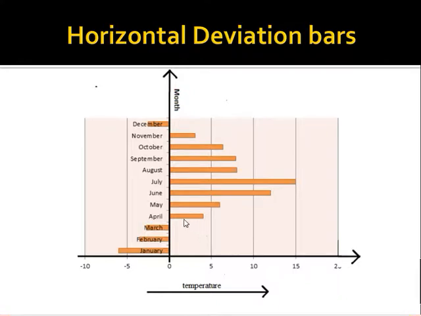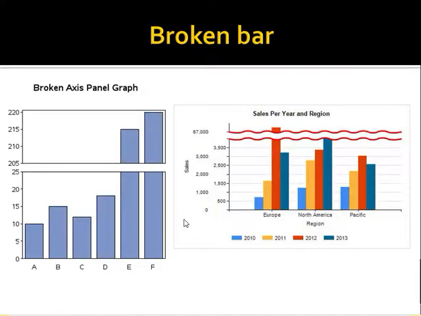The next one is broken bars. So, these are broken bars. In certain series, there will be wide variations in the values given. Some values may be very small and the others very large. So, in order to save space for the smaller bars of the series, you can break the large bars.